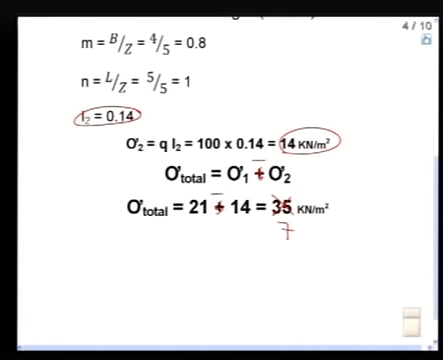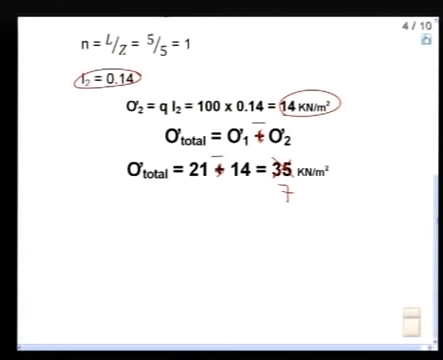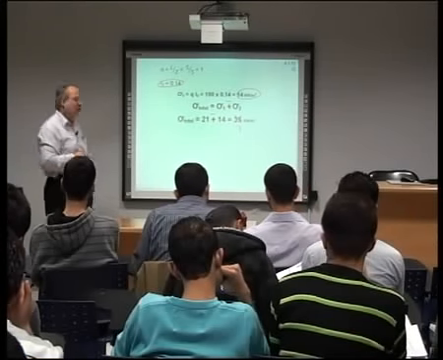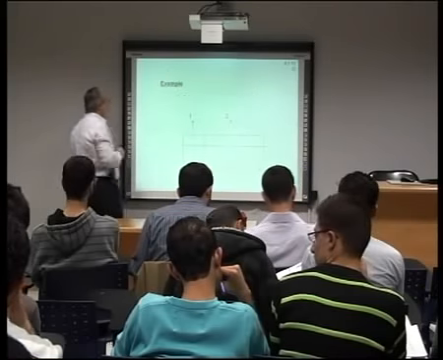So the stress at point A from that rectangle foundation or footing will be 7 kilonewton per meter square. Okay? We have to subtract the smaller rectangle from the bigger rectangle. That's one example. Is it clear? Okay, let us do another example.